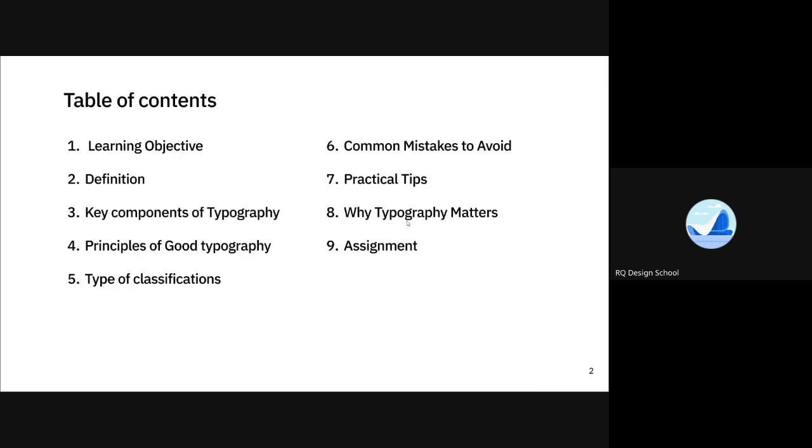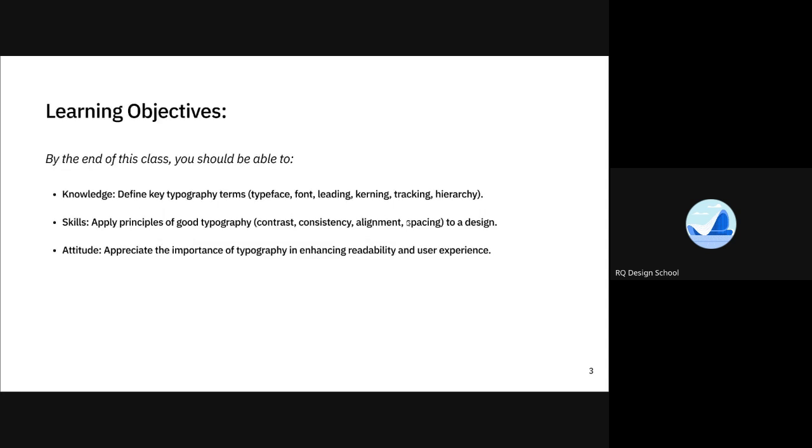We are going to go over some learning objectives. You should be able to understand a couple of things after this class, things like typeface, font, leading, kerning, tracking, hierarchy, and you should also be able to understand contrast, consistency, and alignment when it comes to design. And you should also appreciate the importance of design in readability and user experience design.